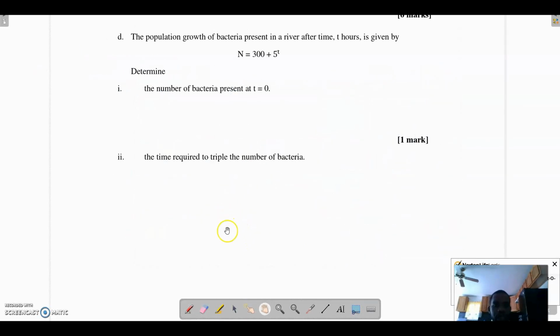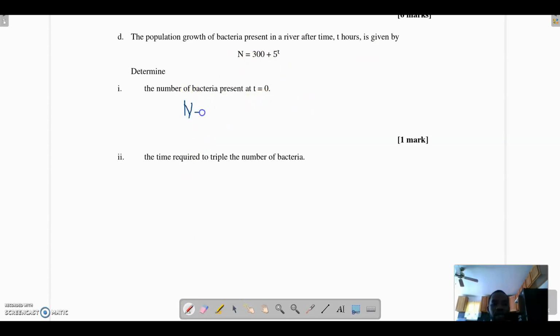All right, we'll move to question D. It says the growth of bacteria present in a river after time t hours is given by n equals 300 plus 5 to the t. Determine the number of bacteria present at t equals 0. Another way they could ask this question is the initial number of bacteria present. That is always when time is equal to 0.